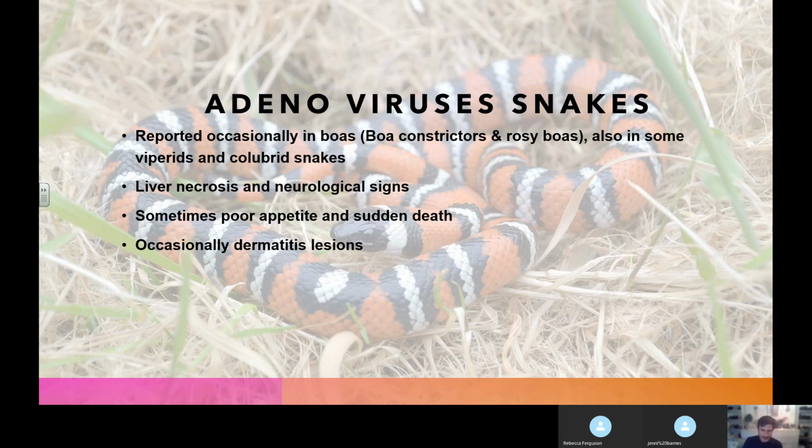Now, as well as affecting lizards, adenoviruses can affect snakes. They've been reported mostly in boas, so in boa constrictors and in rosy boas, sometimes in viperids and colubrids as well. And in snakes, you typically will get neurological signs, but you will also get liver necrosis. Sometimes you'll get a sudden death. And interestingly, with adenovirus infections in snakes, you do see skin lesions sometimes. So if you've got a boa constrictor with some neurological signs and also dermatitis lesions, adenovirus may be something to consider.